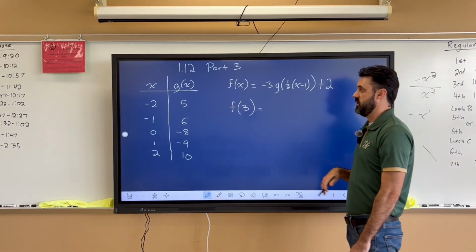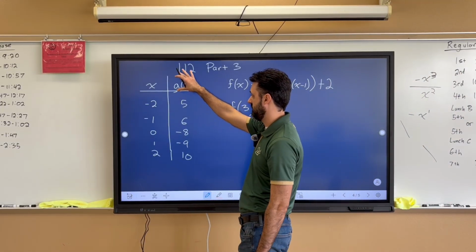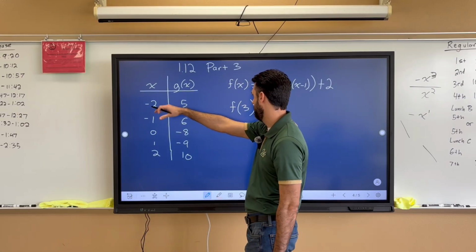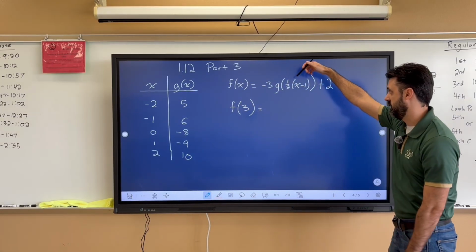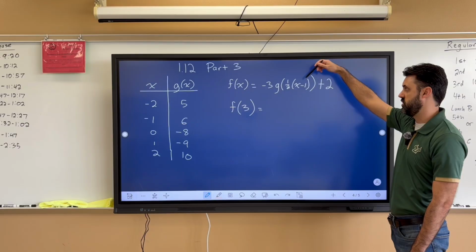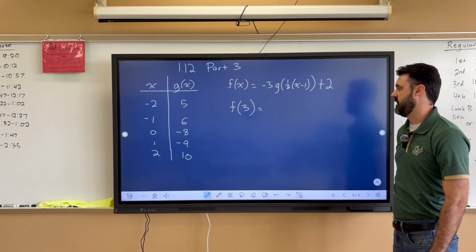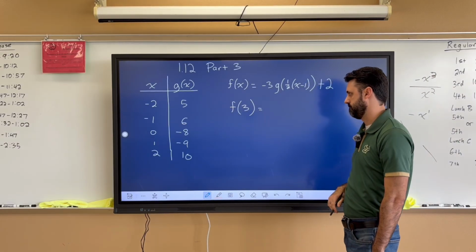So let's say we have a function, g of x. So g of x is given by this table of values here, and f of x is a series of transformations on g of x. All right, so our question that we're looking for is finding f of 3.